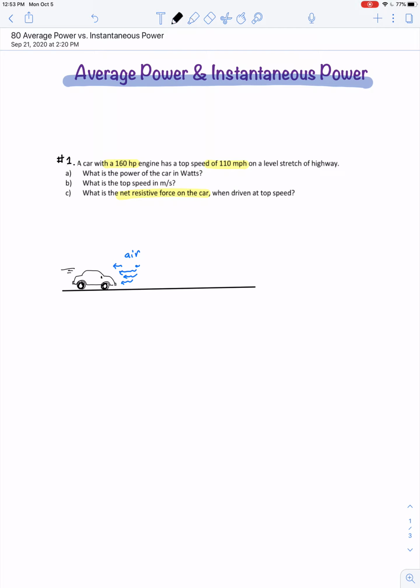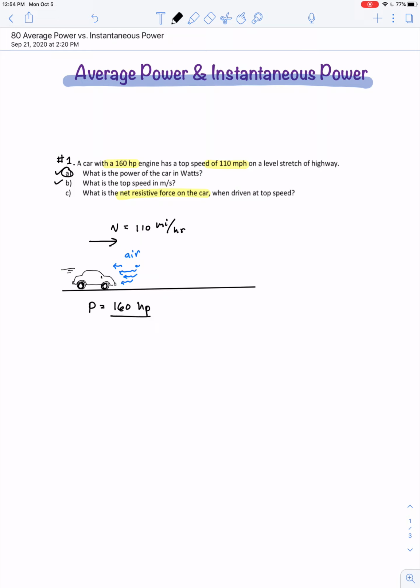Now, the first two questions are just unit conversions. So we know the power is equal to 160 horsepower, and we're told that the car is traveling with a velocity of 110 miles per hour. So we need to convert the horsepower into watts and the speed into meters per second. So let's do part A first and convert the power into watts.